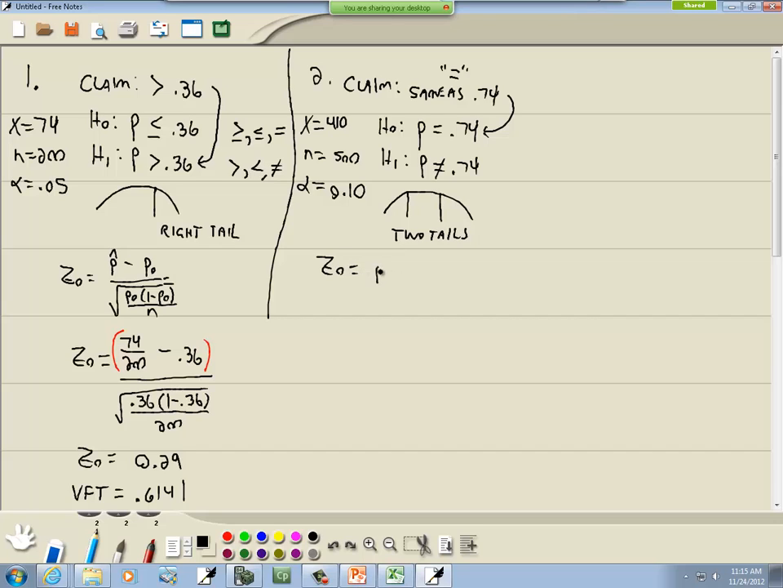So let's find Z naught, which is P hat minus P naught, over the square root of P naught times 1 minus P naught, divided by N. P hat is X over N, so I got 410 over 500, minus P naught, that's the number off of our claim, which is 0.74, divided by the square root of 0.74 times 1 minus 0.74, divided by N, which was 500.